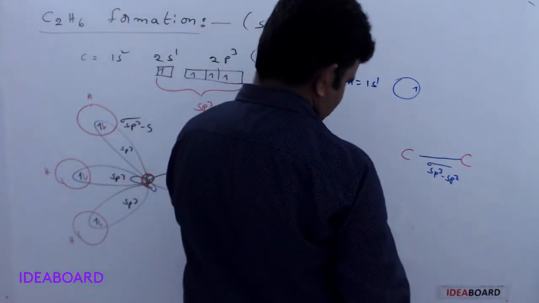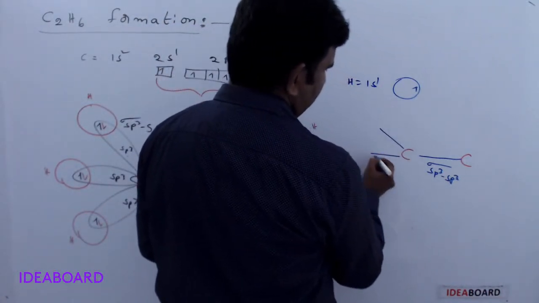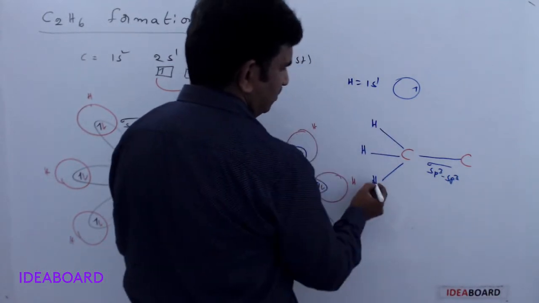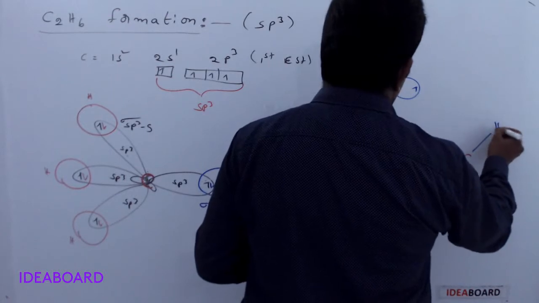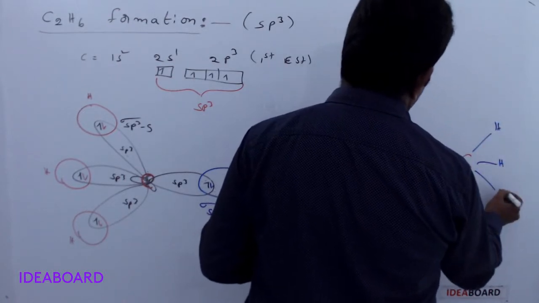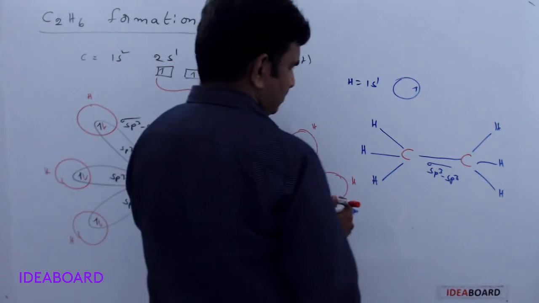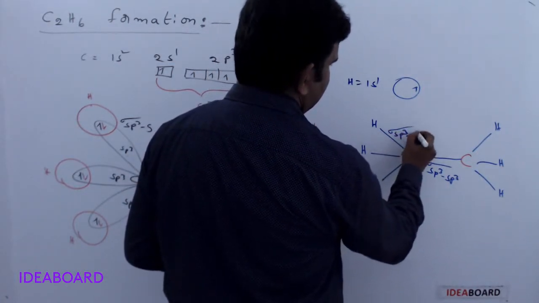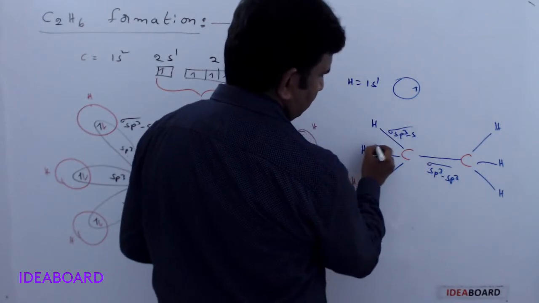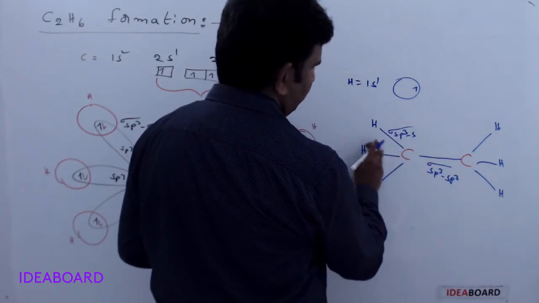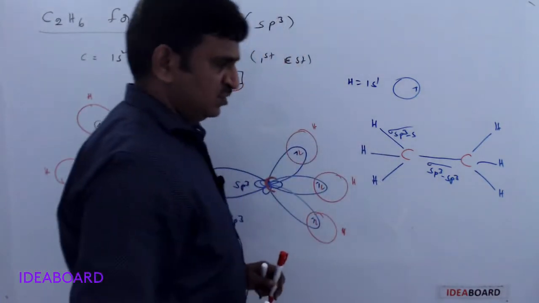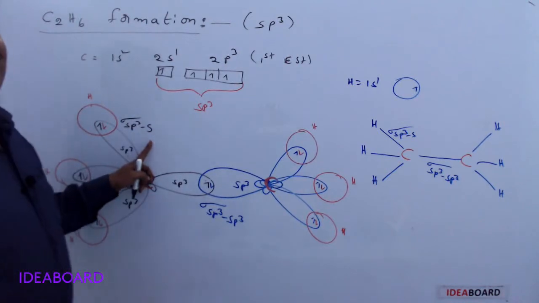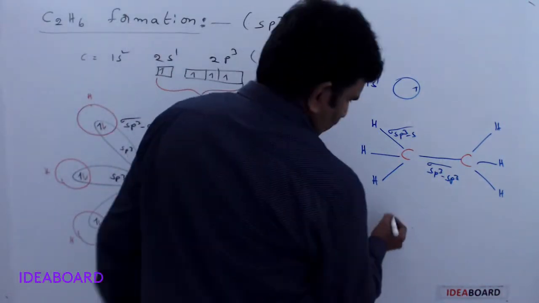Next, there are other types of bonds: 1, 2, 3. One hydrogen, second hydrogen, third hydrogen. And here also 1, 2, 3. What are those bonds? They are called sigma sp3-s. Yes, and this is also sigma. If you keep writing it more times, you will get confused. So all C-H bonds are sigma sp3-s bonds. So what type of bond?